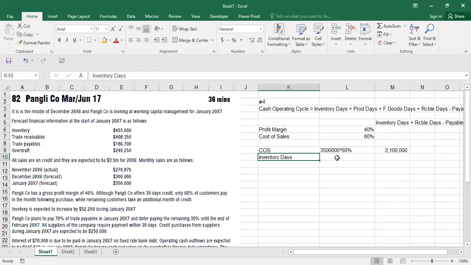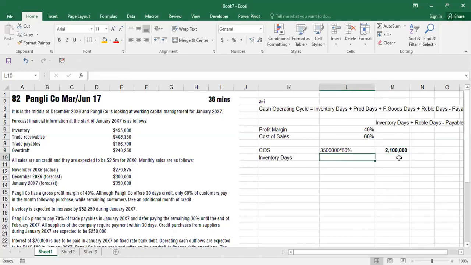So inventory days will be, now you've got your cost of sales. This number we are going to use. Inventory days are 455,000 divided by 2.1 million multiplied by 360, because our 1 year is 360 days. So we've got the answer 78. This is 78 days actually.